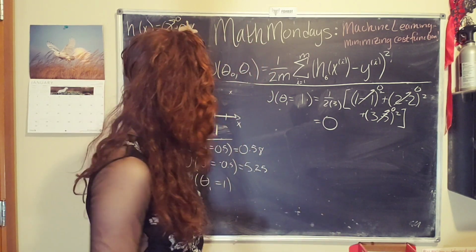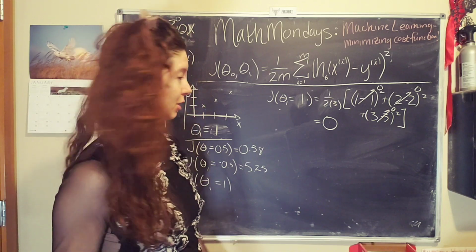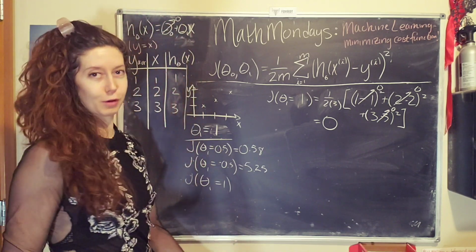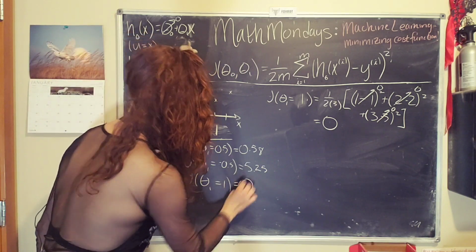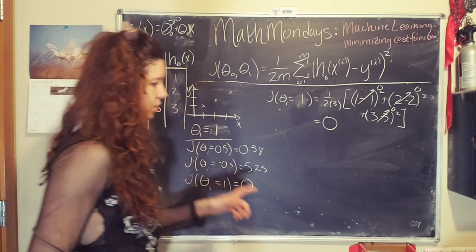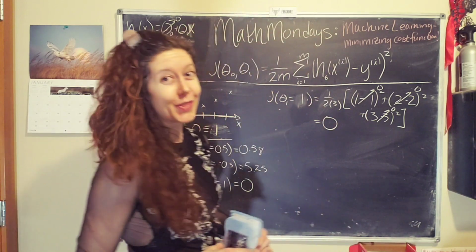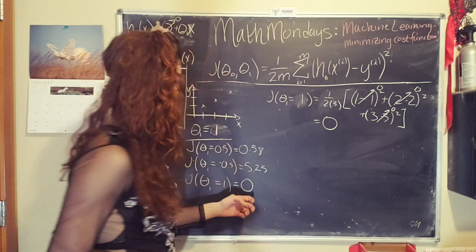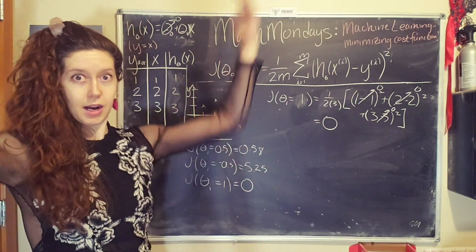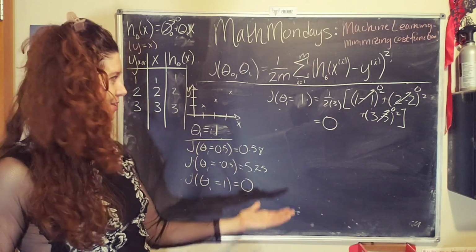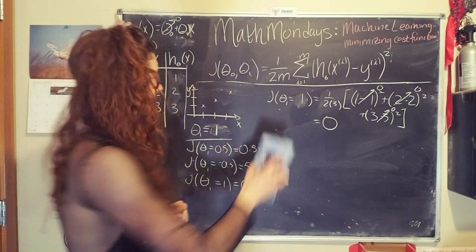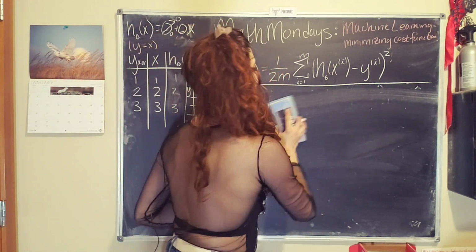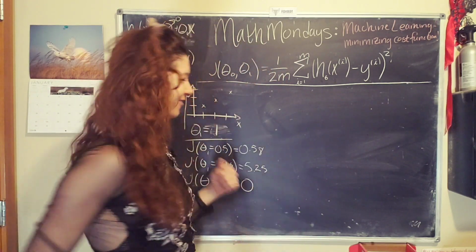0 times whatever is 0. 0 over a fraction is also 0. Fortunately, it's not undefined. So, yay. It is actually 0. And so now, let's plot this and see if we can find a pattern. Because we hit 0 and we're like, huzzah! We have minimized our cost function. Check. Let me eat my cookie, please. No, we didn't clear. Okay, so bringing it back.